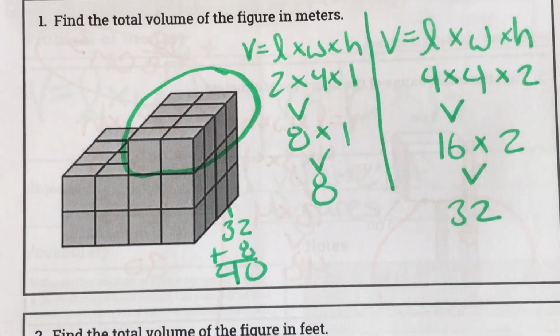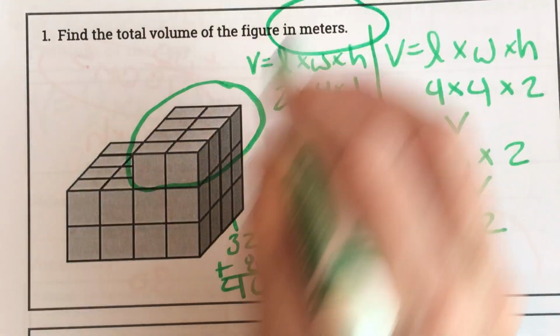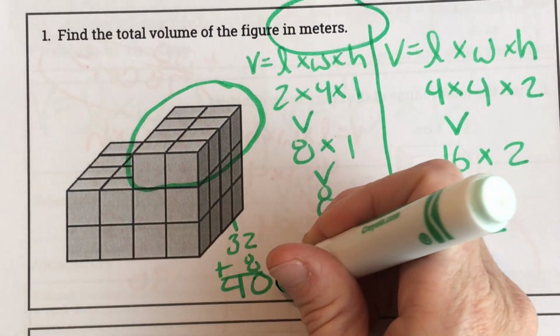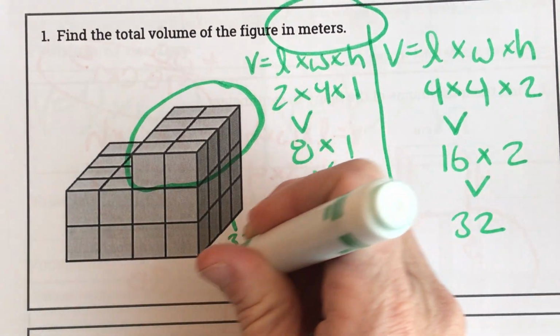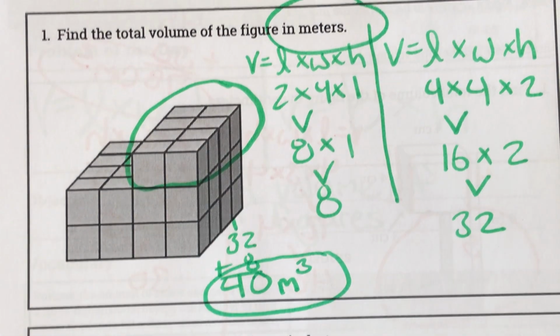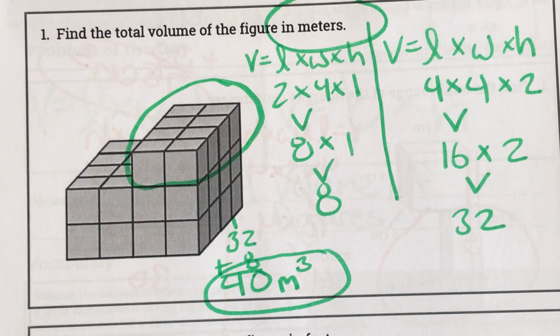And our final step is measurement cubed. So this is meters. Meters could be abbreviated with just an M. So I'm getting meters cubed. Okay, let's move on to this next one.